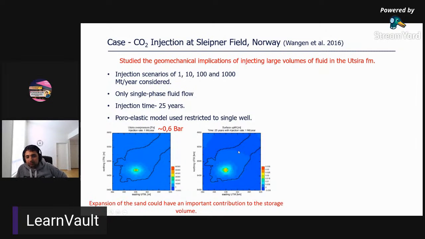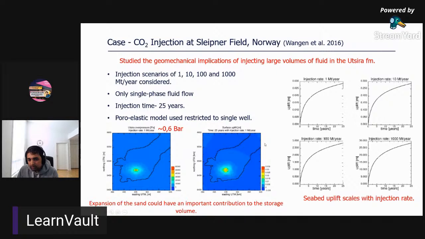And on the right here shows the surface uplift. Because of fluid injection, there would be deformation. There will be a bending of the cap rock, and that bending could cause an uplift at the surface. At 1 megaton per year, they found the uplift would be around 0.02 meters, so nearly just 2 centimeters after 25 years of injection at 1 megaton. That's significantly low and nothing to worry about.